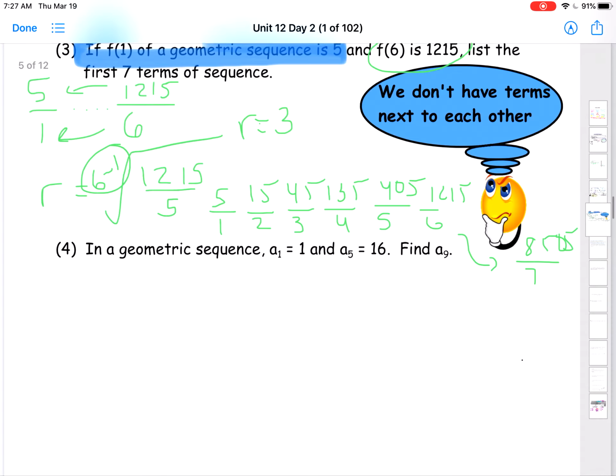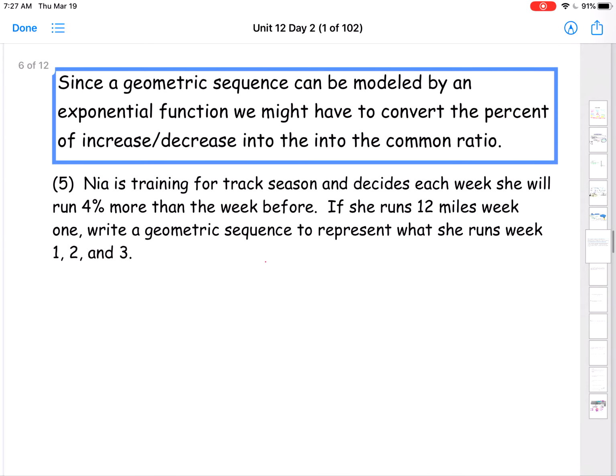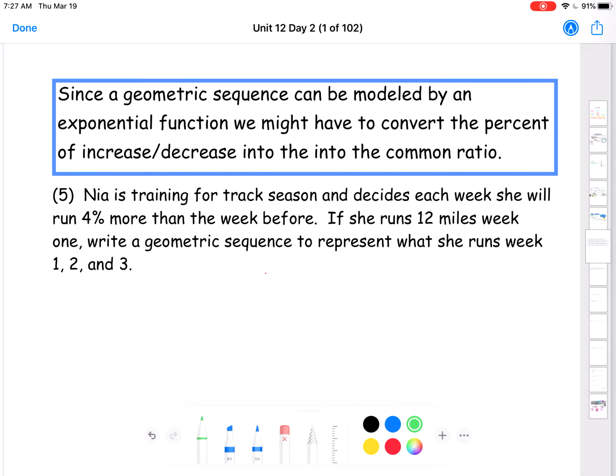We'll just move on. We're just doing a recap. We're not doing every question. Okay, and this one is super important here. So it says, since a geometric sequence can be modeled by an exponential function, we might have to convert the percent of increase or decrease into the common ratio. All right, so look, we see this percent right here.